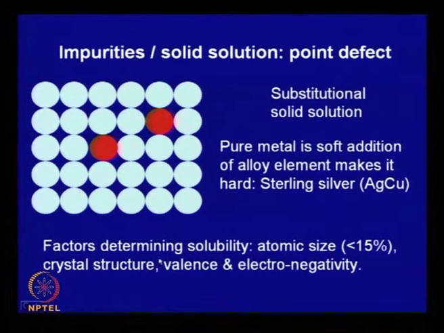Another important factor is the valency. If the valencies are different, in that case there will be a tendency to form compound. So, if the two element valencies are different, instead of forming a random mixture of the two, you will try to form an ordered phase, or in extreme case it can form a compound. Similarly, electronegativity is also quite important.